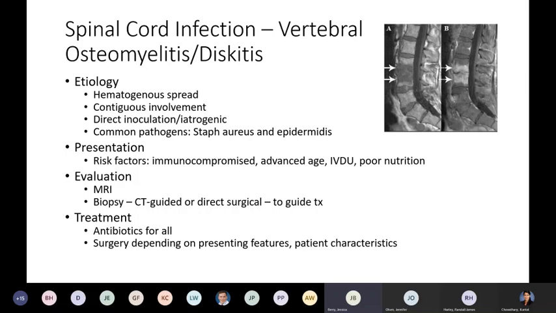Evaluation is going to be initially with MRI, and really the gold standard for osteomyelitis is having a biopsy to diagnose and to help guide treatment. That can be done with CT guidance or with a direct surgical sample if surgery is pursued. All of these people will get antibiotics, of course, and then surgical intervention will depend on the presenting features and patient characteristics, such as whether there's spinal canal compromise, or if the patient is having neurologic deficits.